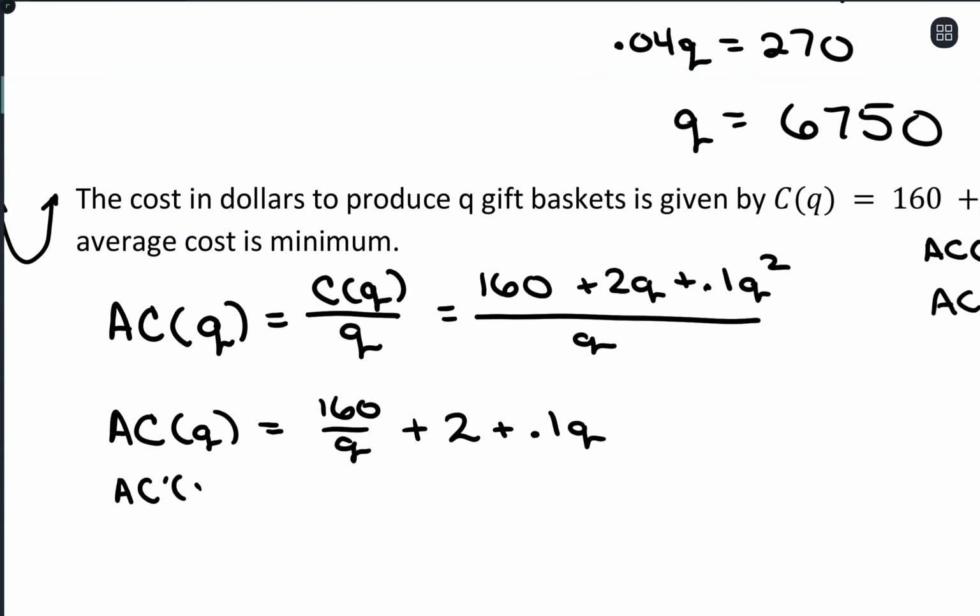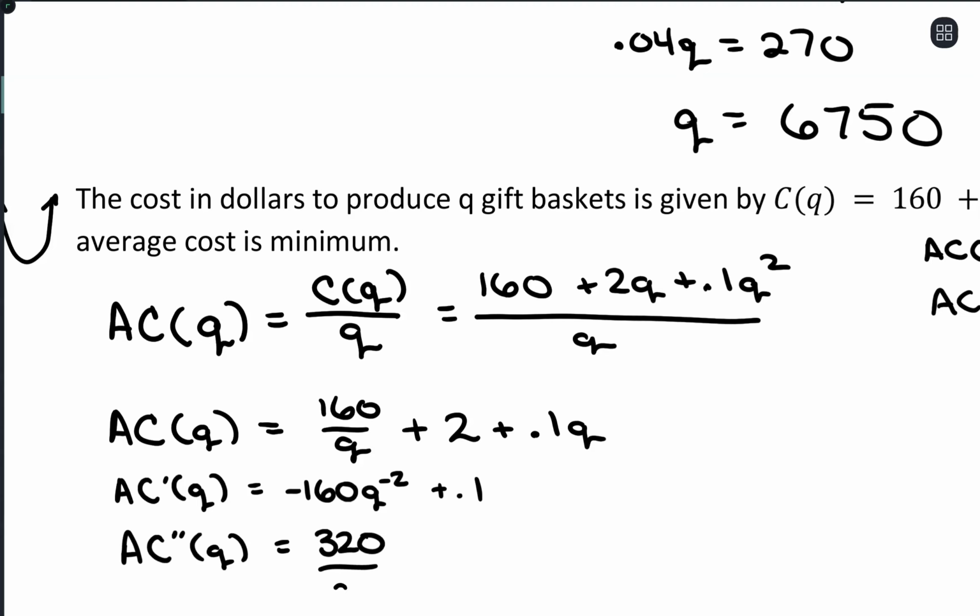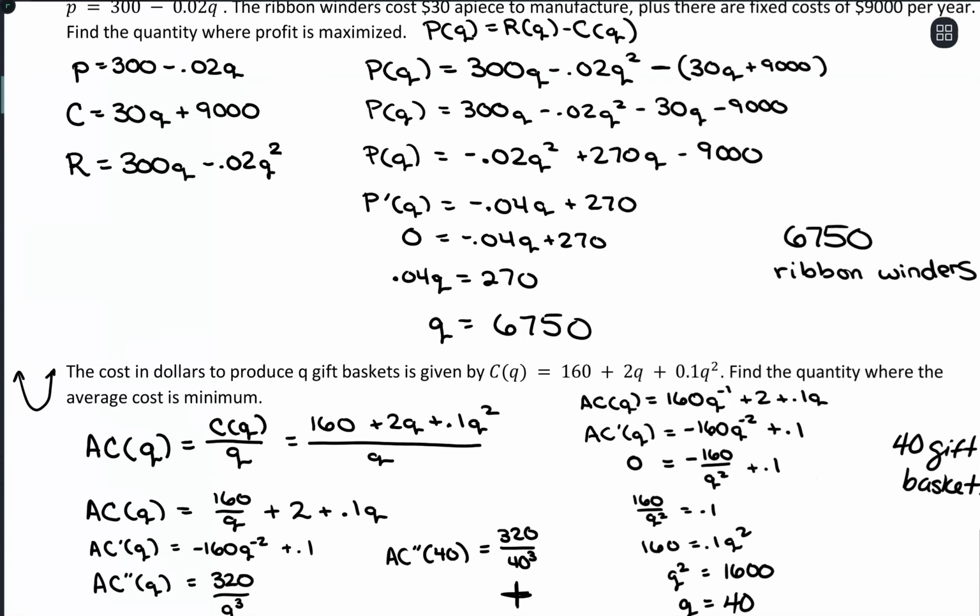So our first derivative was the negative 160 Q to the negative 2 plus 0.1. So the second derivative would be 320 over Q cubed. And with that, what we could do is evaluate that second derivative at 40. So that would be 320 over 40 cubed. And really all I want to see there is we are getting a positive value out. So that means we're concave up when Q is equal to 40, which is exactly what we should be having. So that all confirms that we do in fact get a minimum out.